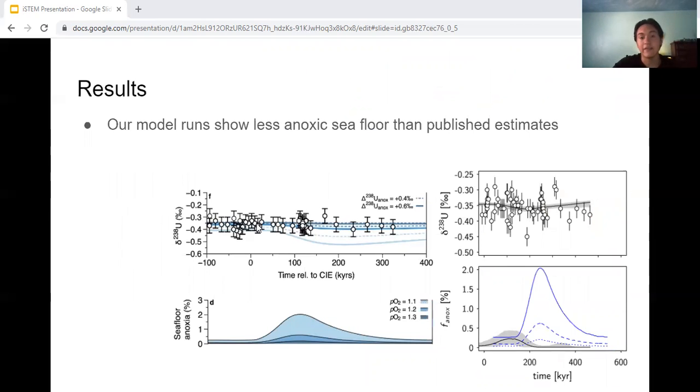So what did we find? The left is the published model. Ours is in the black and gray shading on the right. We can see that the published blue line shows about 2% of the seafloor is anoxic. And our black and gray line shows only less than 5% of the seafloor is anoxic.